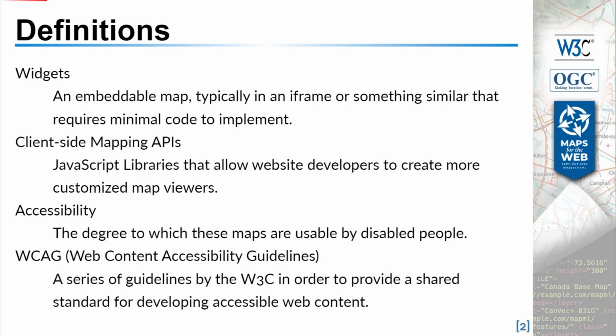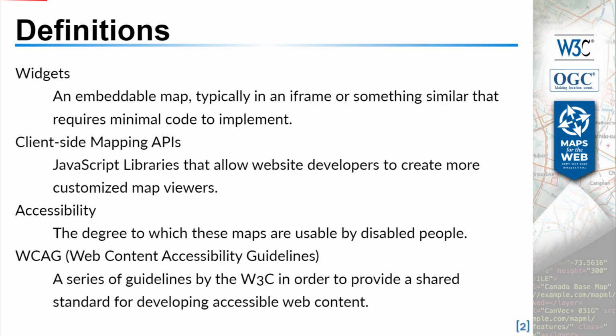Client-side mapping APIs are JavaScript libraries that allow website developers to create more customized map viewers. They typically require the developer to do more configuration and instantiation work, with the benefit of offering more control over the end result. You would typically find these as a part of web apps like store finders or delivery services.